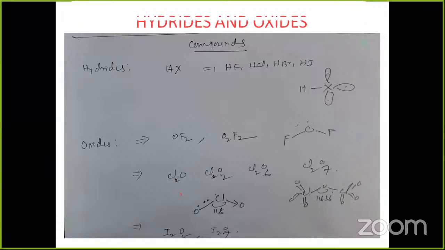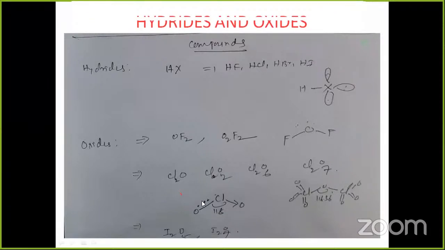Oxy difluoride geometry is like this, V shape, just like the water molecule, sp3 V shape. This is the open book shape, H2O2 geometry. And these are chlorine monoxide, chlorine dioxide, chlorine hexoxide, chlorine heptoxide. 4 oxides. All are acidic oxides. All these oxides, when dissolved in water, produce acids. This one forms hypochlorous acid, then chlorous acid, chloric acid, and perchloric acid. So all are acidic oxides.